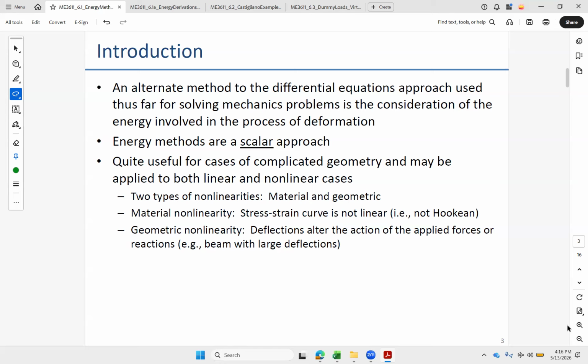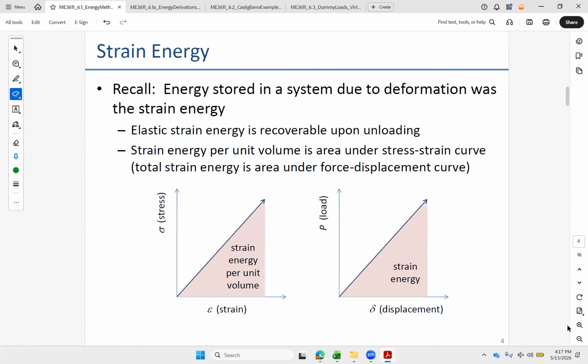It also applies for some linear and nonlinear cases. We might have a material nonlinearity, that is, the stress strain curve is not a straight line. That's the case for some materials like rubber. They might still be elastic, but they don't follow that path. And then geometric nonlinearity is large displacements or large deflection. So energy methods can handle both of those types.